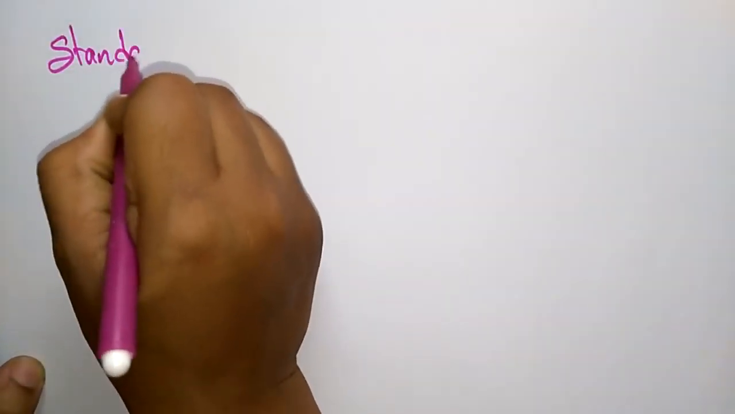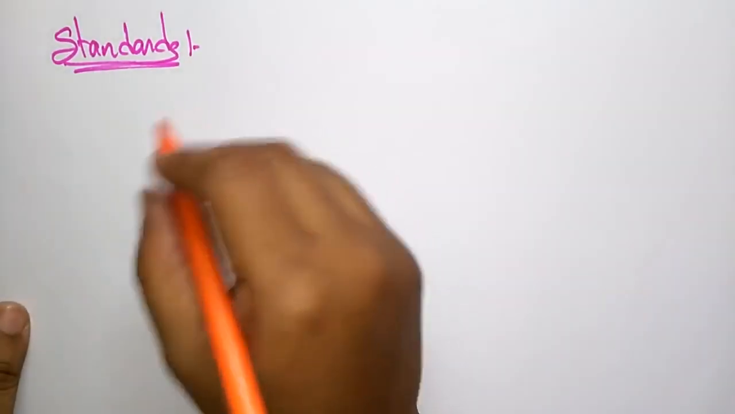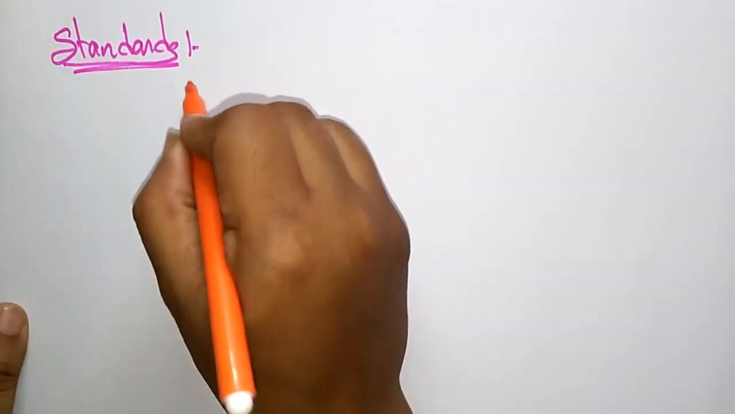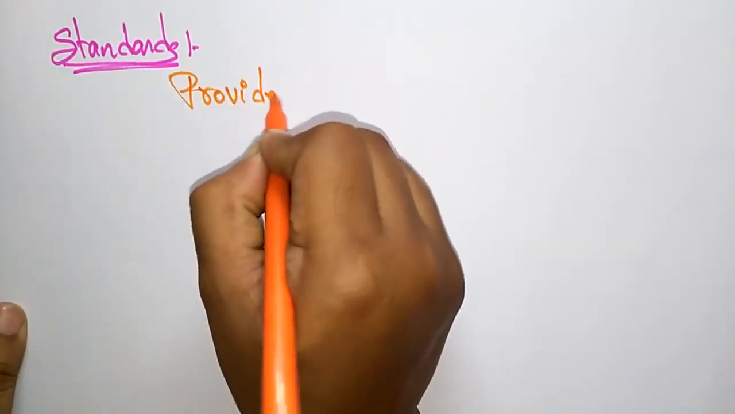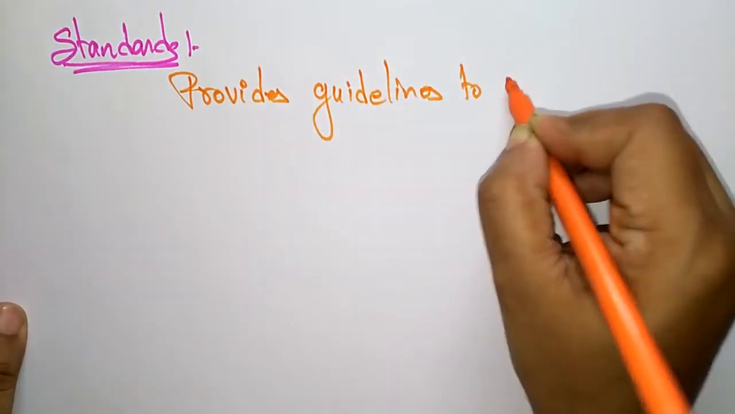Now let's see what standards are. What is the difference between protocols and standards? I said a protocol consists of a set of rules which govern data communication. And what about the standard? A standard provides guidelines to manufacturers or vendors. It is just providing guidelines. Let me write the definition. Standard provides guidelines to manufacturers.